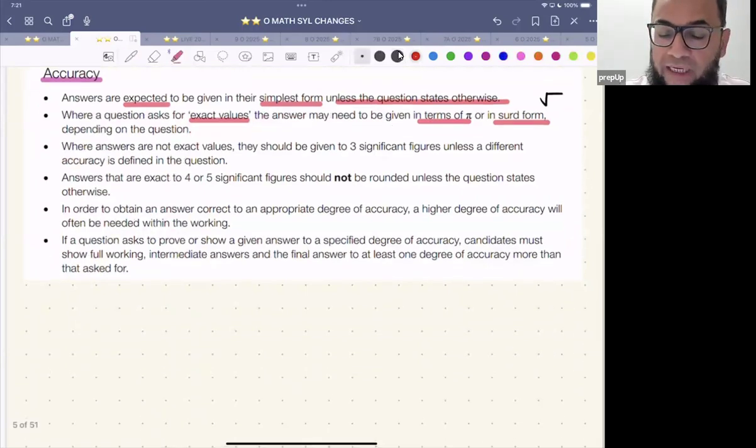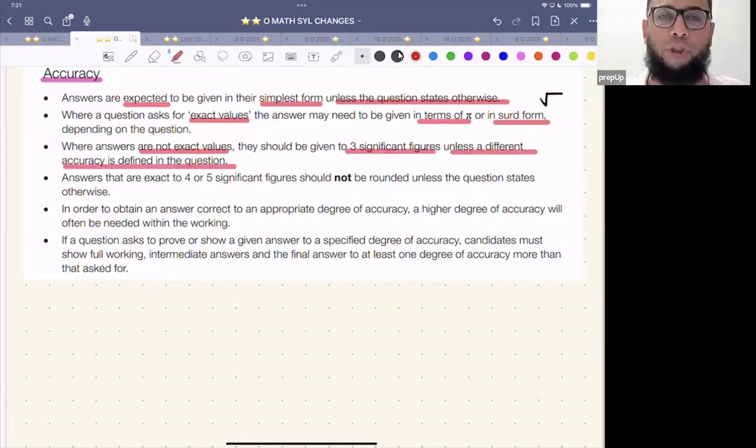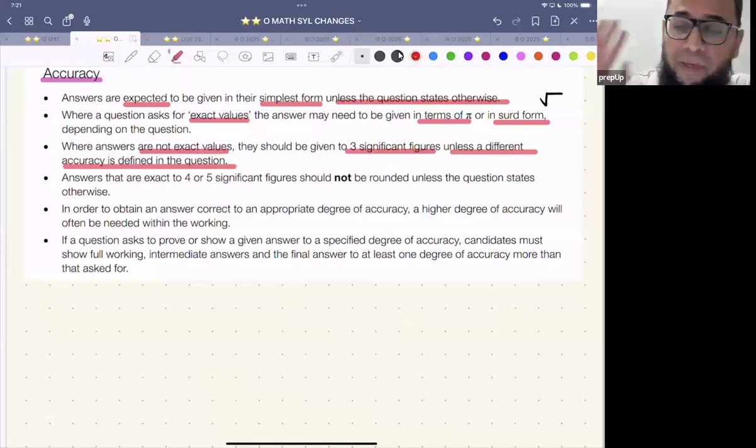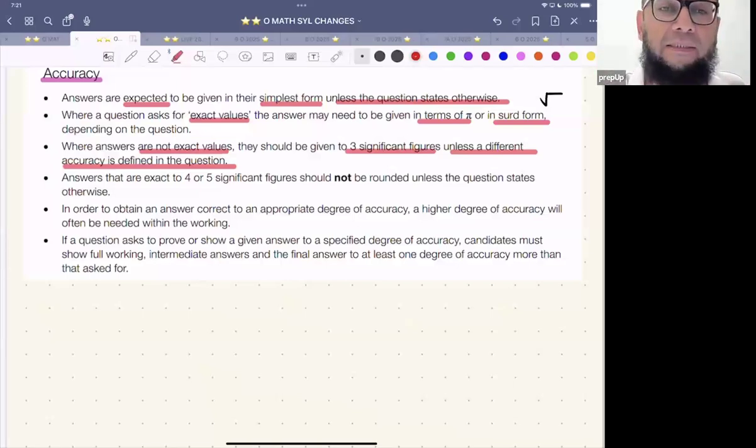Where answers are not exact values, they should be given to 3 significant figures unless a different level of accuracy is specified in the question. What does it mean? Your answer is 7.9857. It's not coming out to be exact. Life is not exact. So then the final answer should be given correct to 3 significant figures, and the working should be in 4 significant figures.